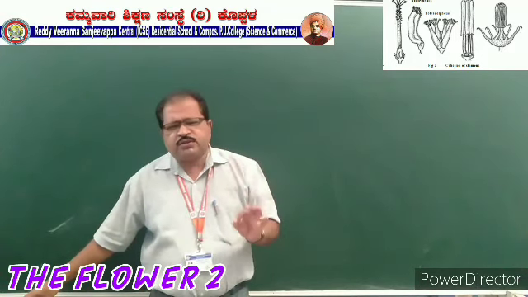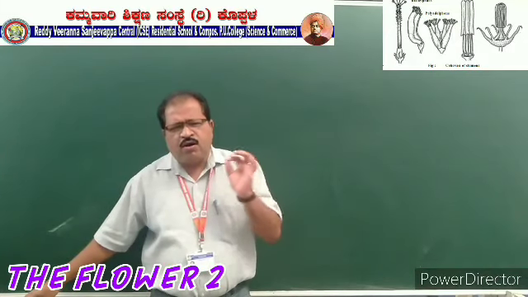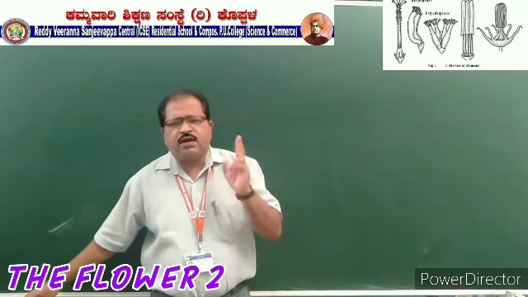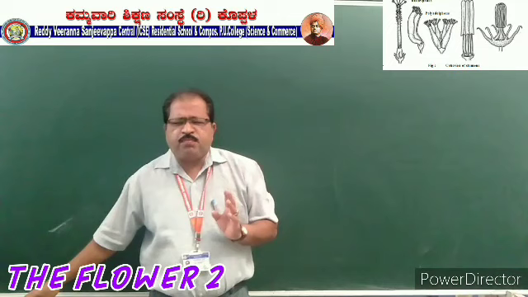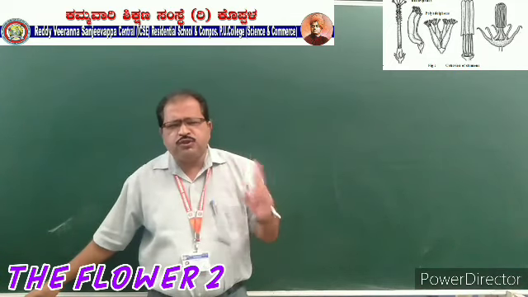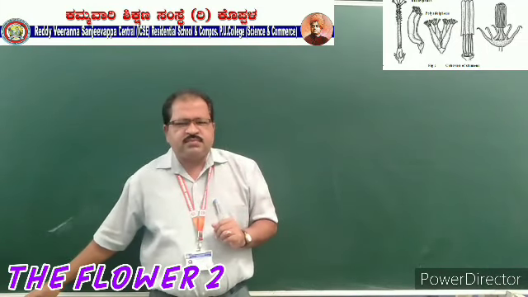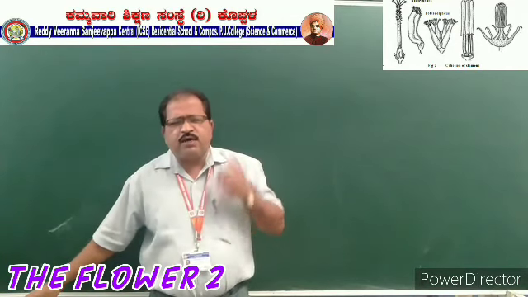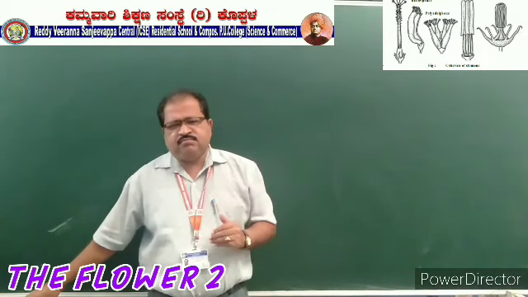And these two parts, androecium as well as gynoecium, or stamen and pistil, are the parts that are directly participating in the sexual reproduction of the plant. So these two parts of the flower are together called the essential parts of the flower. Today we are going to discuss one of the essential parts of the flower, that is androecium.